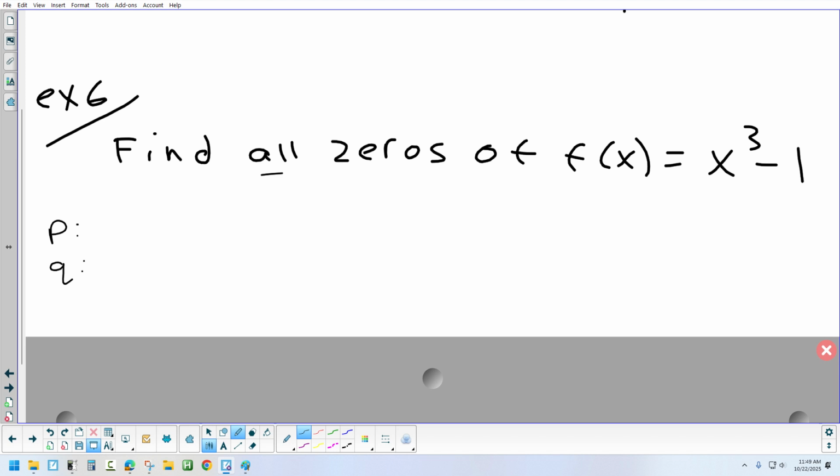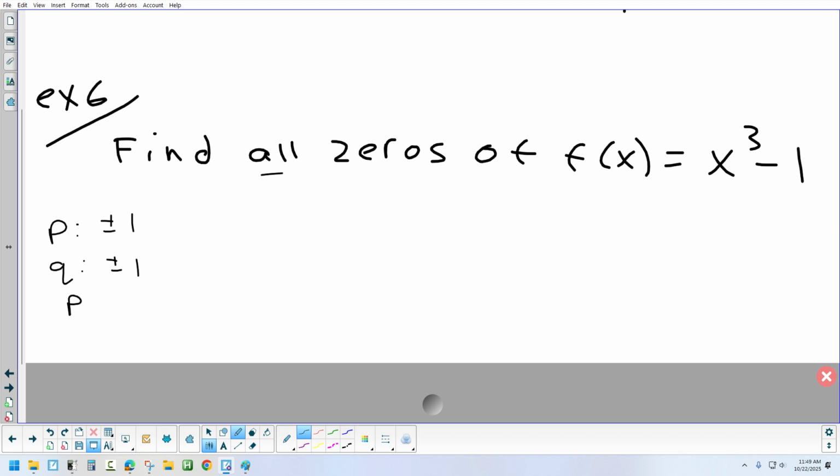What would be the factors of my constant, -1? Plus or minus 1. And what would be the factors of q, the leading coefficient? It's also plus or minus 1. So now when you do all the p's over all the q's, what are all the different combinations you could have? Plus or minus 1 over 1. Just plus or minus 1 over 1, which is just 1.